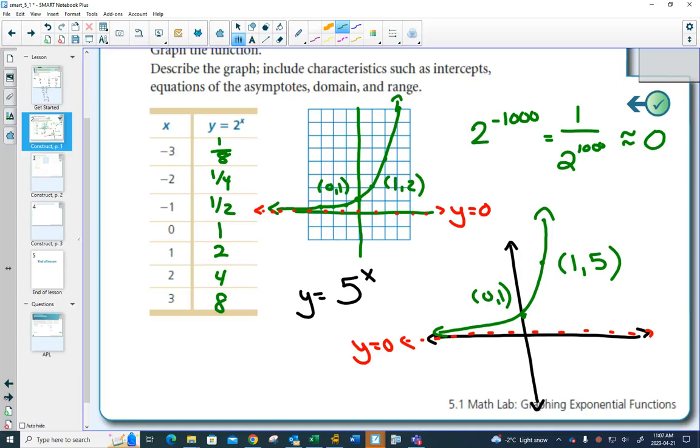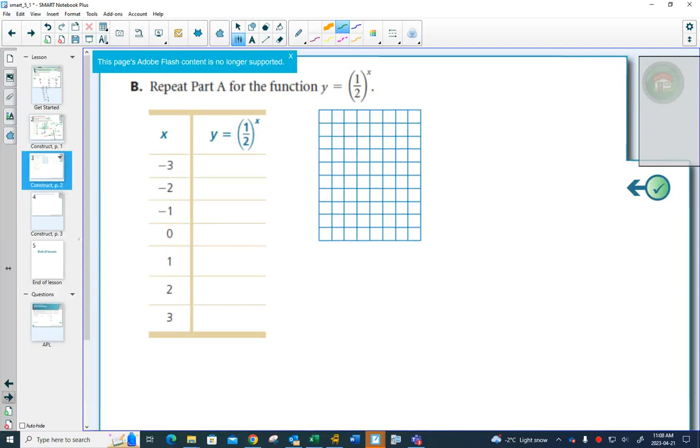The one that they have on the next page is 1/2 to the x. So we're going to use the quick method to graph this, and we'll fill in the table of values after. The quick method would say, if I plug in 0, I'm going to get 1. So every exponential graph has 0, 1. And if I plug in 1, my base is a half, so I'm going to get 1, 1/2. And every exponential graph has an asymptote at y equals 0.